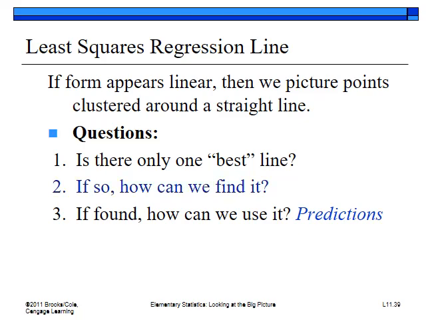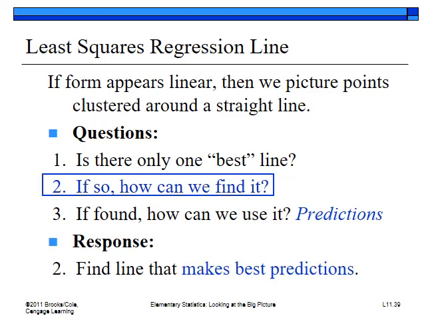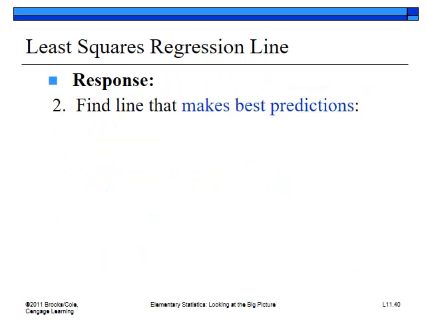So the question is, how do we find it? We want to find the line that makes the best predictions, since that's what we want to do with it. What does that mean? When we say we want to find the line that makes the best predictions, what we mean is we want to find the one that in some sense comes as close as possible to all of the points in the scatter plot.